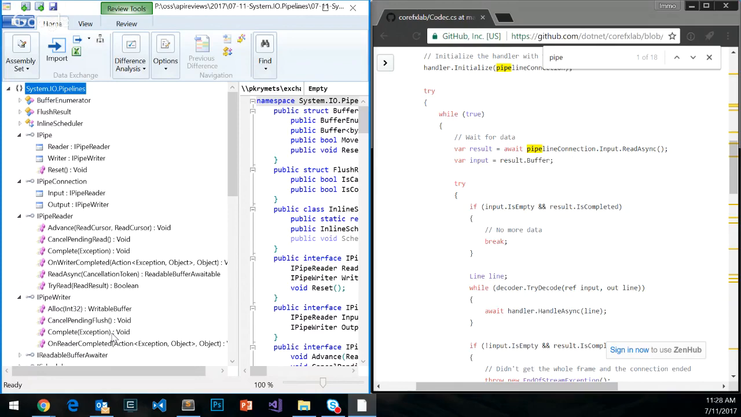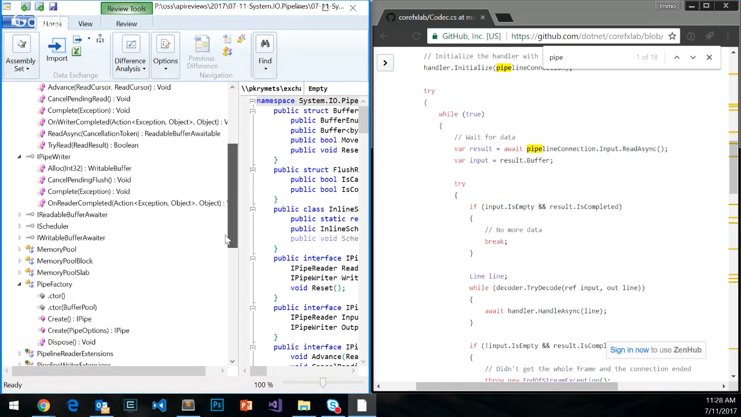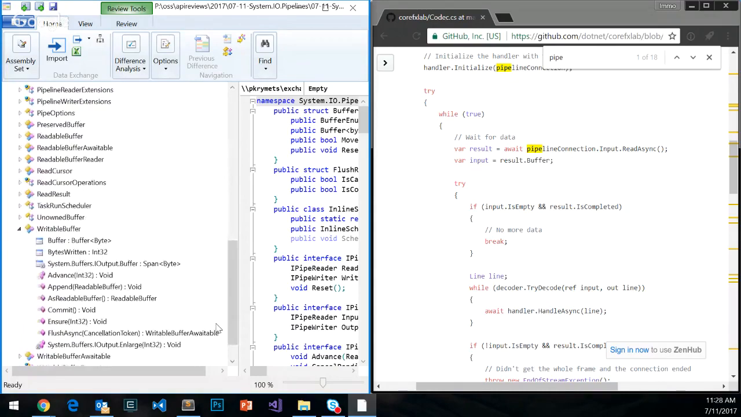There's other things, like you can get the data that you wrote by calling as readable buffer. In what scenarios do you really want that? The other end of the pipe wants it, but not you. You wrote it, why do you want to read it back again? Trust me, there are good reasons.